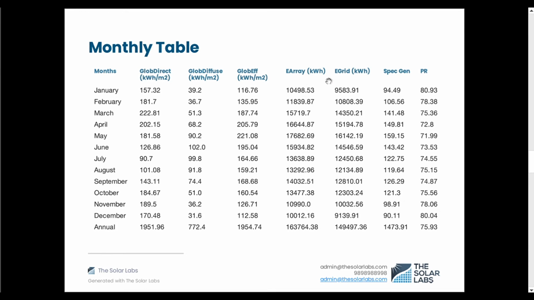The next is the energy at the grid level, which is basically the amount of AC energy supplied to the grid. The difference between the two numbers is basically the losses at different levels. We then have the performance ratio and the specific generation for every month.